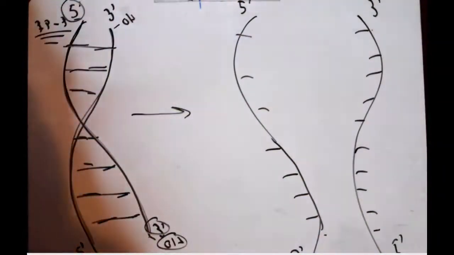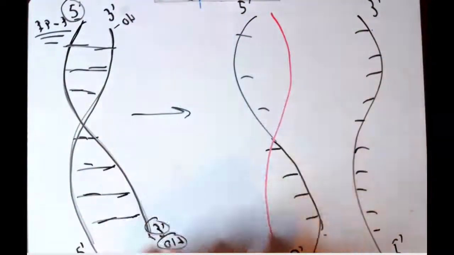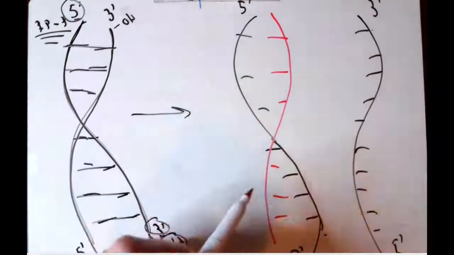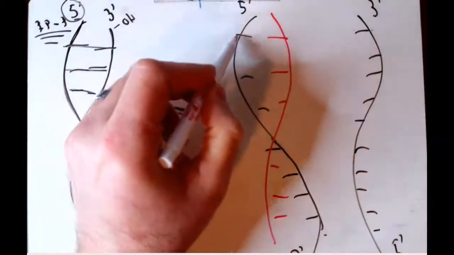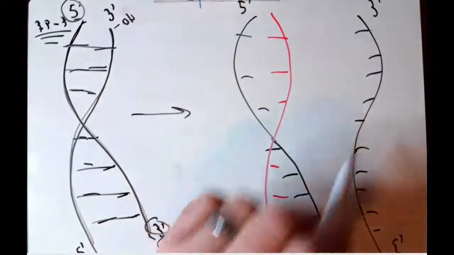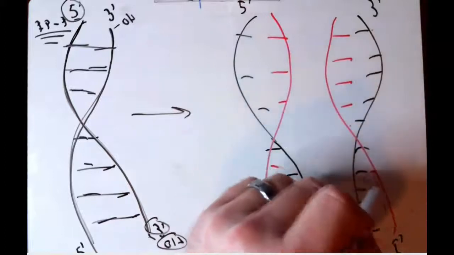And then when we do DNA replication, we use each of those old strands as a template for building a new one. So now the new strand is drawn in red, and we use the rules of base pairing for that. So if there's an adenine here, we put a thymine here. Cytosine here, we put a guanine here, and we do the same for this other one.